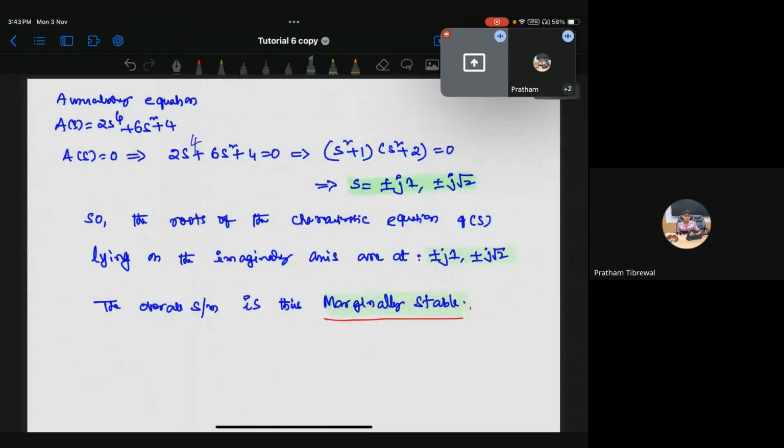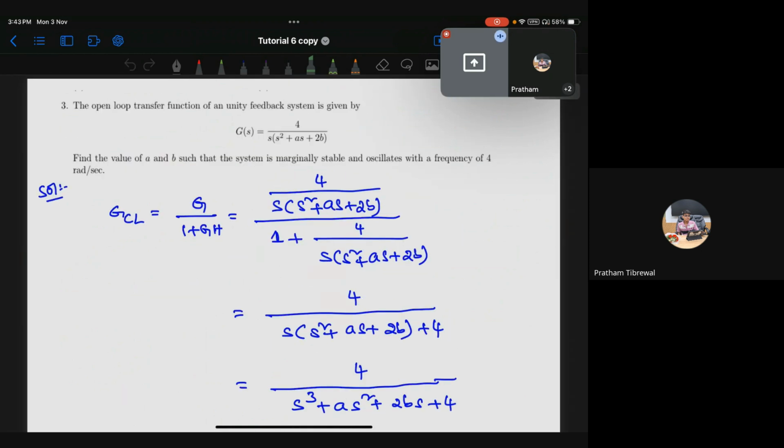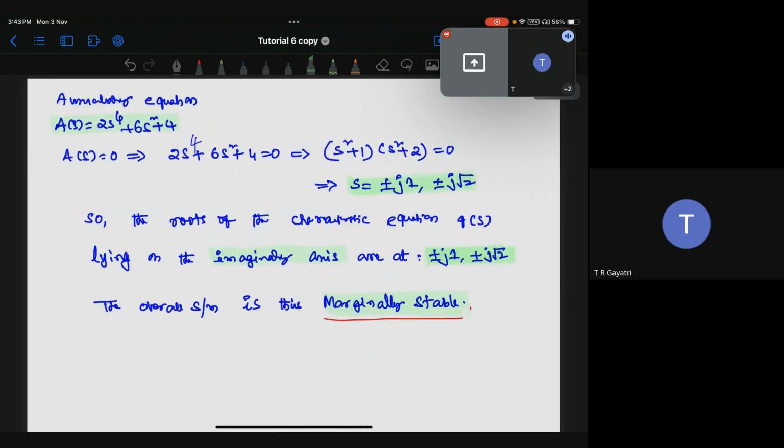Because the auxiliary equation is giving the roots on the imaginary axis, these roots. We also have to find the roots of the auxiliary equation. So that is marginally stable. Sir, the roots that we get for the auxiliary equation are also the roots of the actual characteristic equation, is it? Yes.